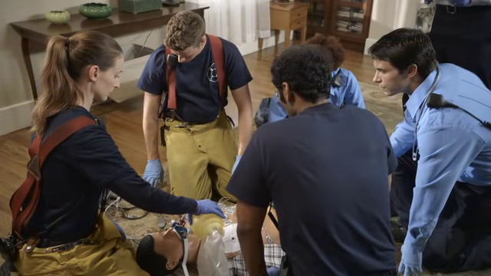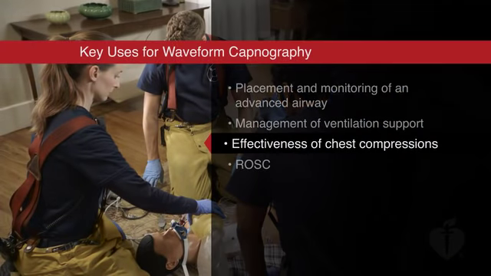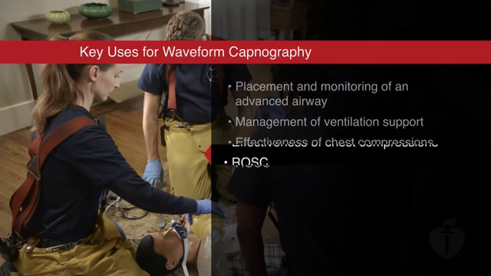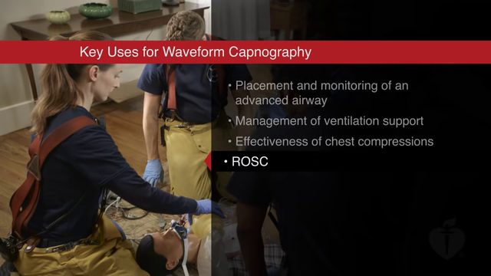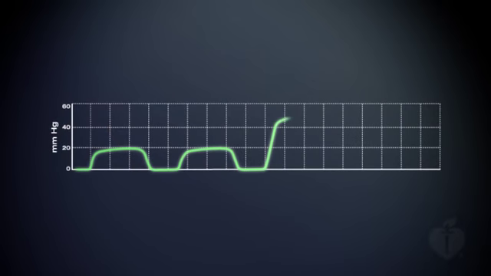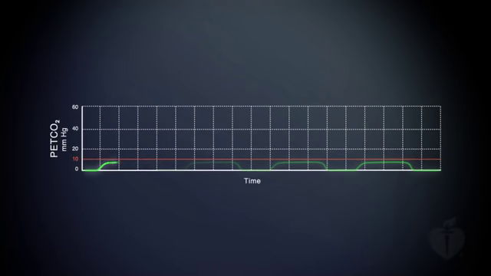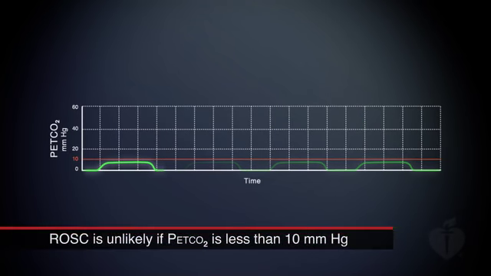In cardiac arrest patients, waveform capnography reflects the effectiveness of chest compressions during CPR, and a sharp increase in end-tidal CO2 signals the return of spontaneous circulation. The higher the end-tidal CO2 pressure, the higher the cardiac output is during resuscitation. An end-tidal CO2 of less than 10 millimeters of mercury suggests that the cardiac output is insufficient to achieve ROSC.